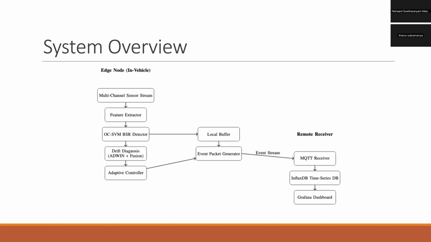So this is our system architecture. As shown in this diagram, our system is divided into two parts, the edge node and the cloud node. On the edge node, we process sensor data in real time, extract features, detect anomalies, and perform drift diagnosis. Then, instead of sending all those raw data, we only send compact event packets to the cloud. On the cloud side, the data is stored and visualized using the tools called InfluxDB and Grafana. This design helps reduce both latency and bandwidth usage significantly.